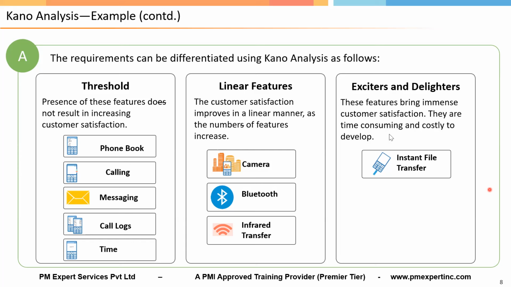So tell me, should they fall under exciters or delighters, or will the customer not even care? Even camera capacity is also under exciters and delighters. Yeah, exactly. It varies depending upon the configuration of the mobile in today's scenario. Right. Anything from threshold you feel should be moved to linear or exciters and delighters? No, these are okay.